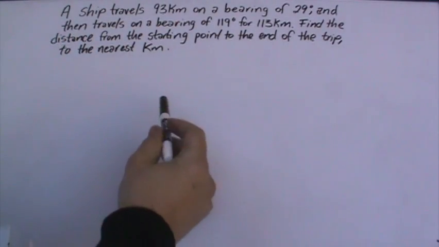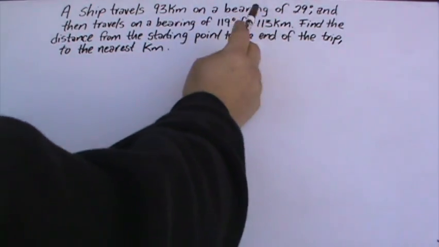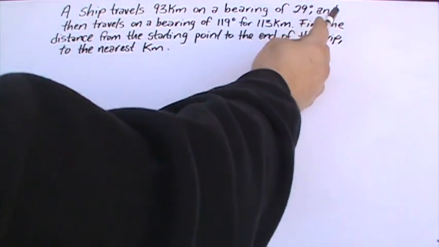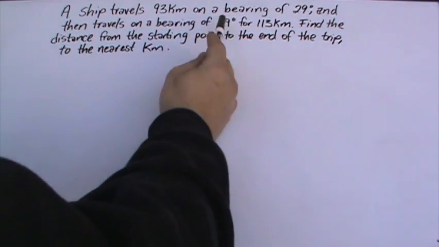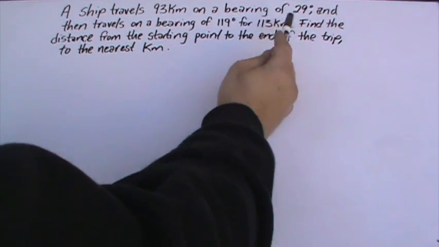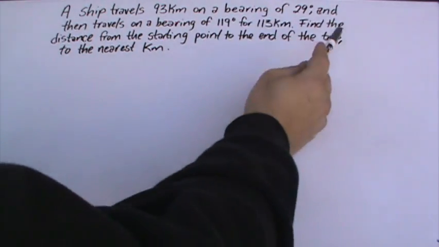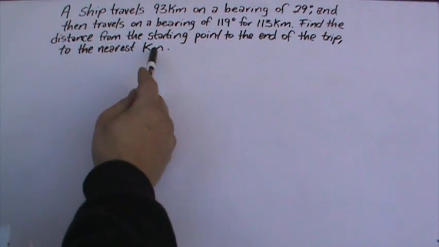Now let's do a bearings word problem. It says a ship travels 93 kilometers on a bearing of 29 degrees and then travels on a bearing of 119 degrees for 113 kilometers. Find the distance from the starting point to the end of the trip to the nearest kilometer.